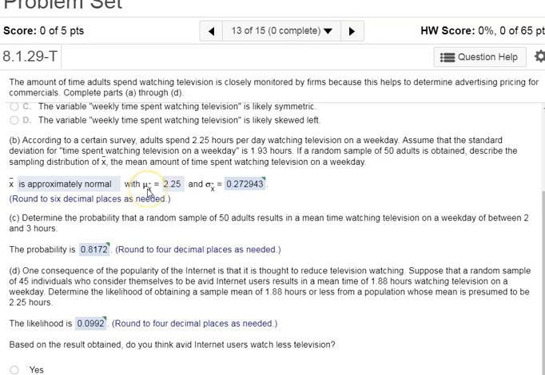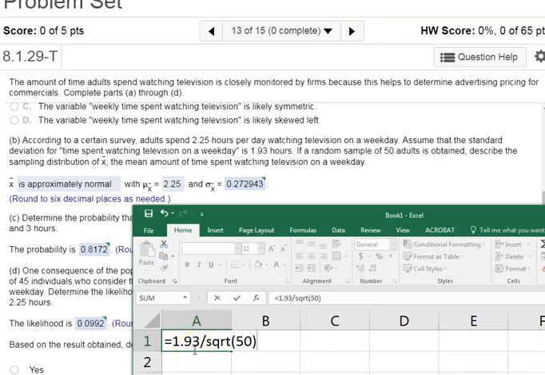The mean of our sampling distribution is going to be the same as the population mean. That's always the case. And to solve for the standard deviation of our sampling distribution, take the population standard deviation and divide by the square root of our sample size. And make sure you're rounding to the number of decimal places that are specified in the problem.